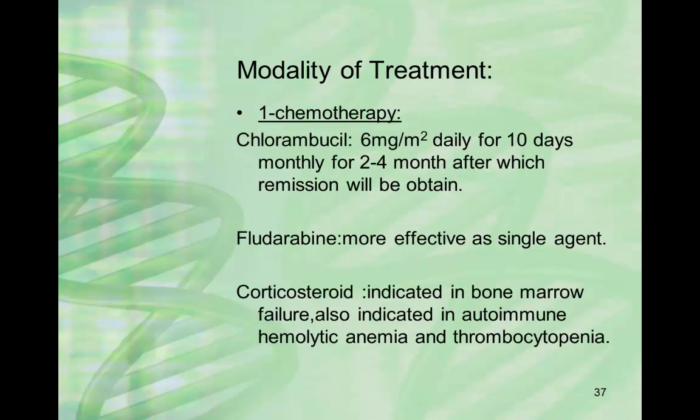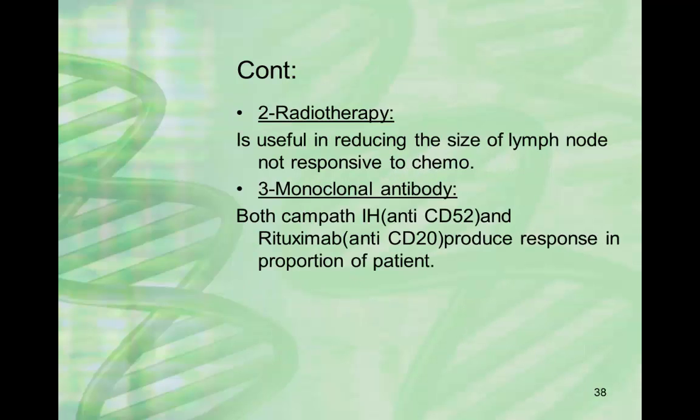So you could do different modalities. You could do chemotherapy with chlorambucil alone or with corticosteroids. You could also do fludarabine, which is more effective. You could do combination chemotherapy with fludarabine, cyclophosphamide, and rituximab, which more often induces complete remission. You could also do corticosteroids. You could do prednisone 1 milligram per kilo.